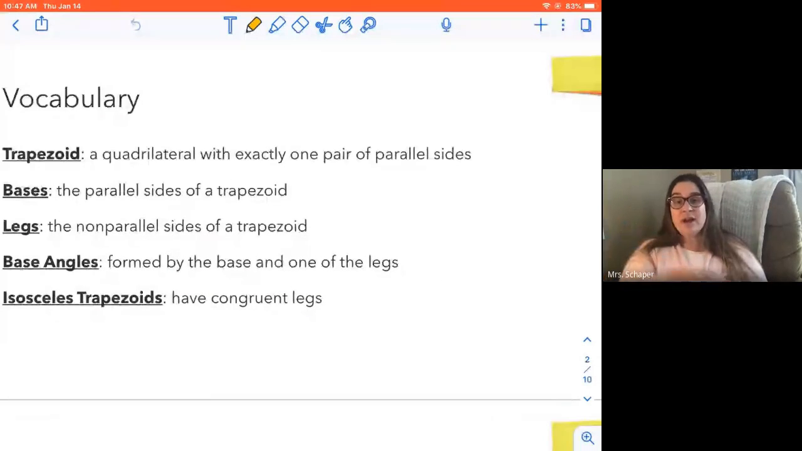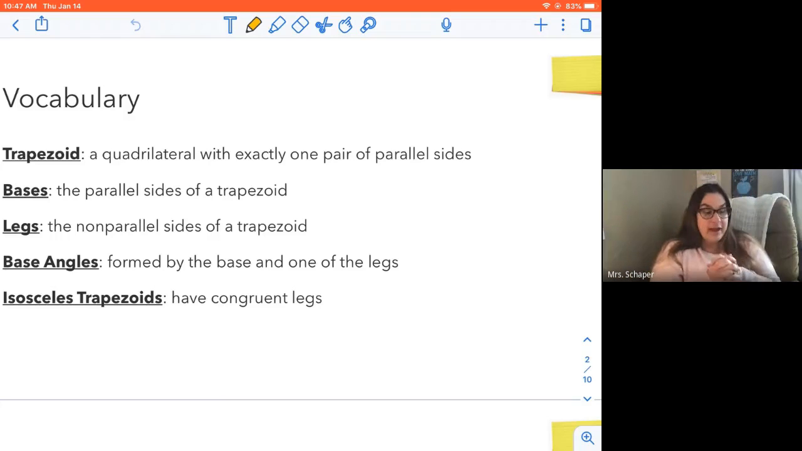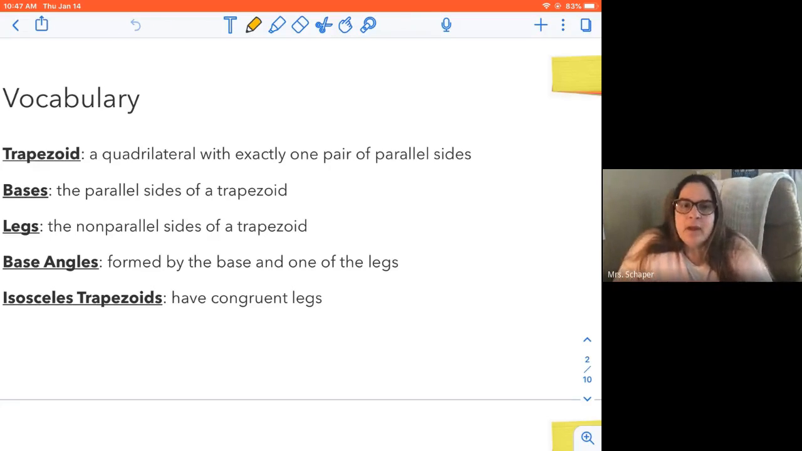Trapezoid. It's a quadrilateral. It has one pair of parallel sides. So far, we've been talking about a lot of figures that have two pairs. Trapezoids only have one. The bases are those parallel sides. The legs are the non-parallel sides. The base angles are formed by the base and one of the legs.